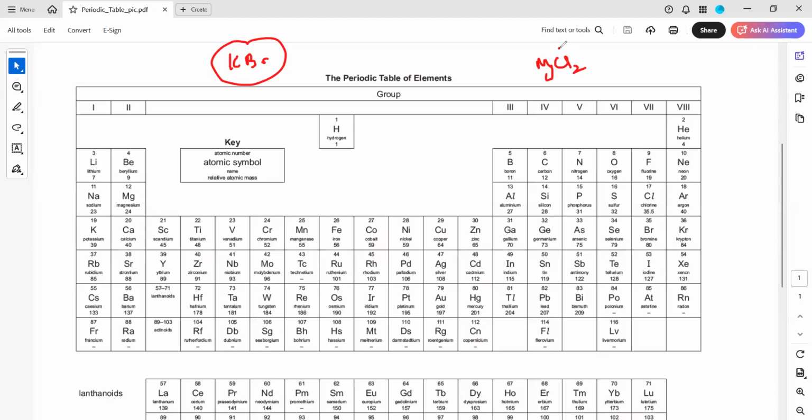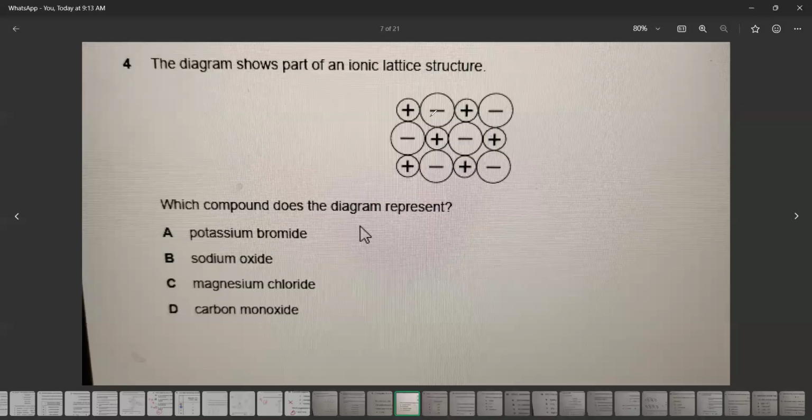But if it was magnesium chloride, then what is the ratio between the positive and negative ions? The ratio is 1:2. If it was potassium bromide, what should the ratio be? The ratio should be 1:1. So what is the ratio between the number of positive and negative ions in the diagram? When you count: 1, 2, 3, 4, 5, 6, so there are 6 positive ions. And how many negative ions? 1, 2, 3, 4, 5, 6. There are 6 negative ions. So what is the ratio between them?